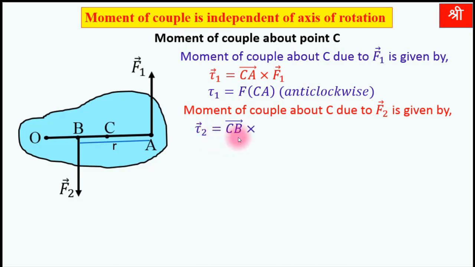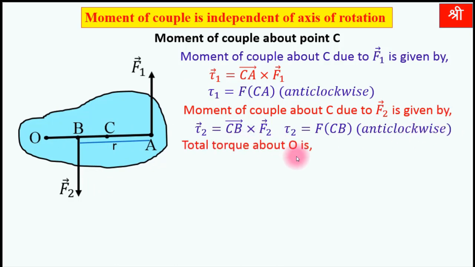tau 2 equal to vector CB, because the axis of rotation passes through this point C and this force F2 is acting at point B. So we have to take this distance, this vector, position vector of B with respect to point C, that is vector CB, cross vector F2. In scalar form we can write tau 2 equal to F into CB, because the magnitudes of F1 and F2 are the same, and that is equal to F. So here in place of F2 we have written F, and this CB we are writing in scalar form, so don't draw an arrow over this CB here. This also produces rotational motion in anti-clockwise direction, so that is also taken as positive.